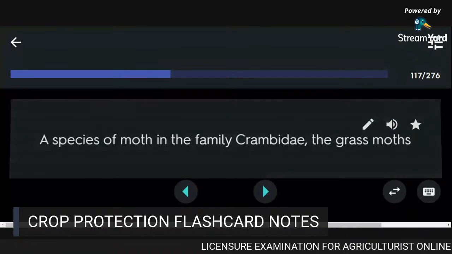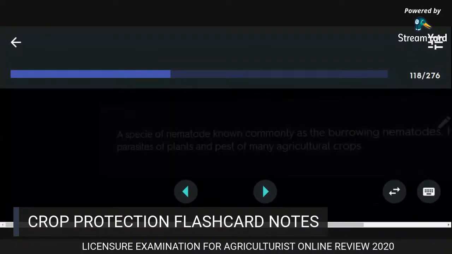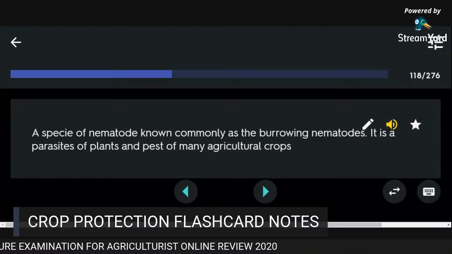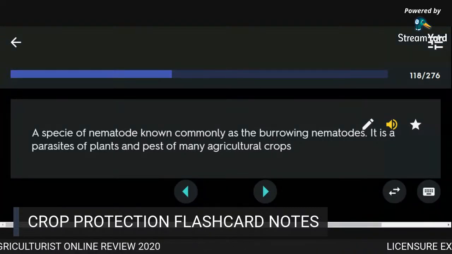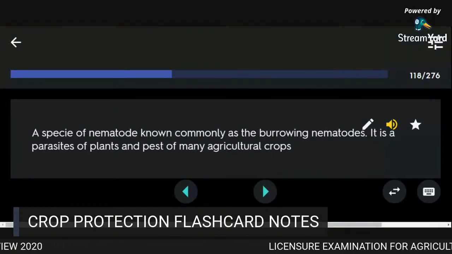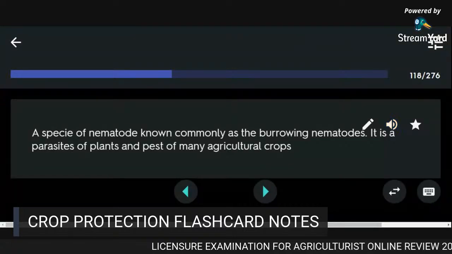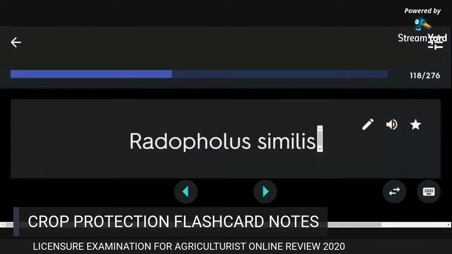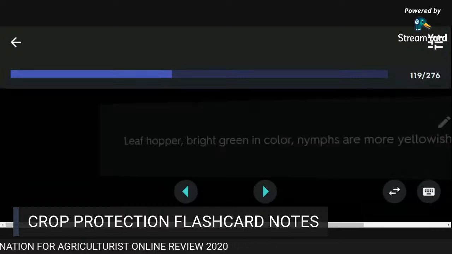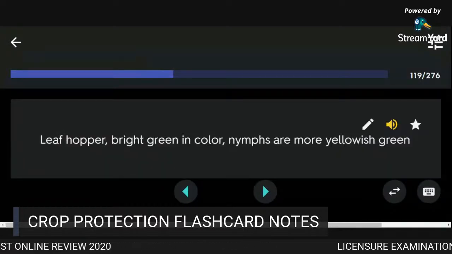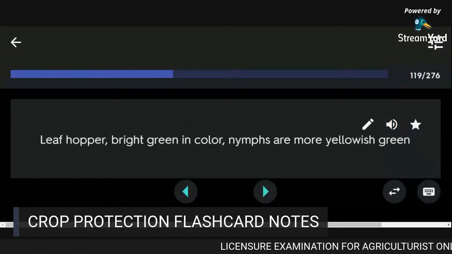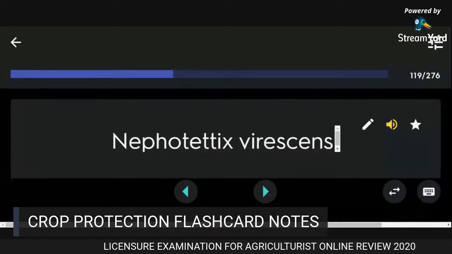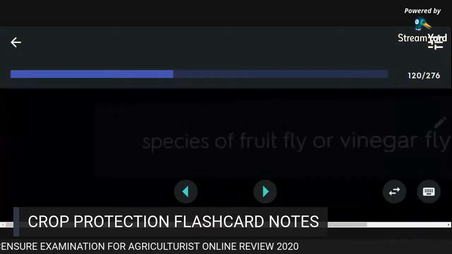A species of moth in the family Crambidae, the grass moths. Austrinia furniculus. A species of nematode known commonly as the burrowing nematodes. It is a parasite of plants and pest of many agricultural crops. Radopholus similis. Leafhopper, bright green in color, nymphs are more yellowish green. Nephotettix virescens.